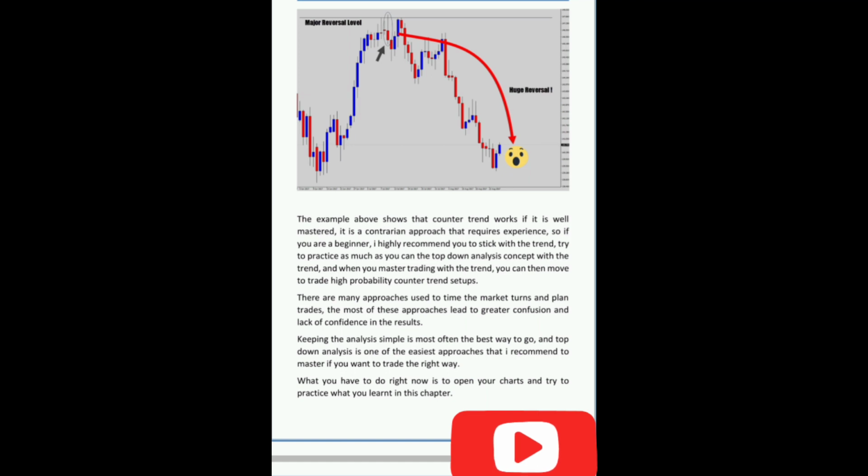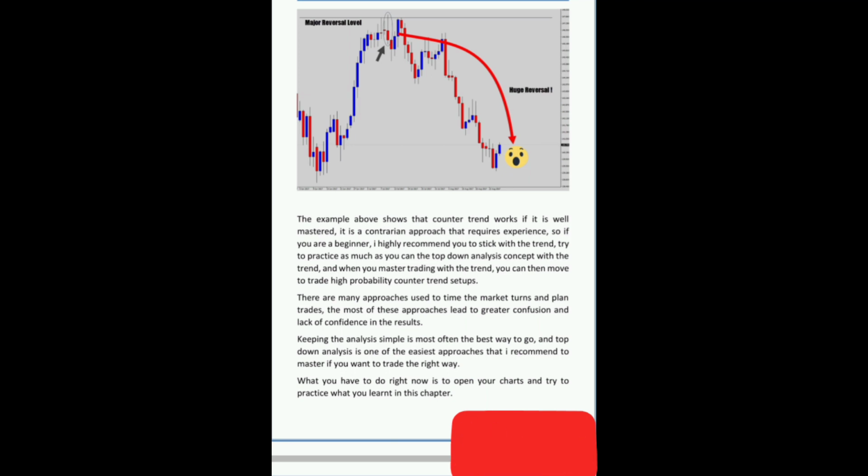There are many approaches used to time the market turns and plan trades. Most of these approaches lead to greater confusion and lack of confidence in the results. Keeping the analysis simple is most often the best way to go, and top-down analysis is one of the easiest approaches that I recommend you master if you want to trade the right way.